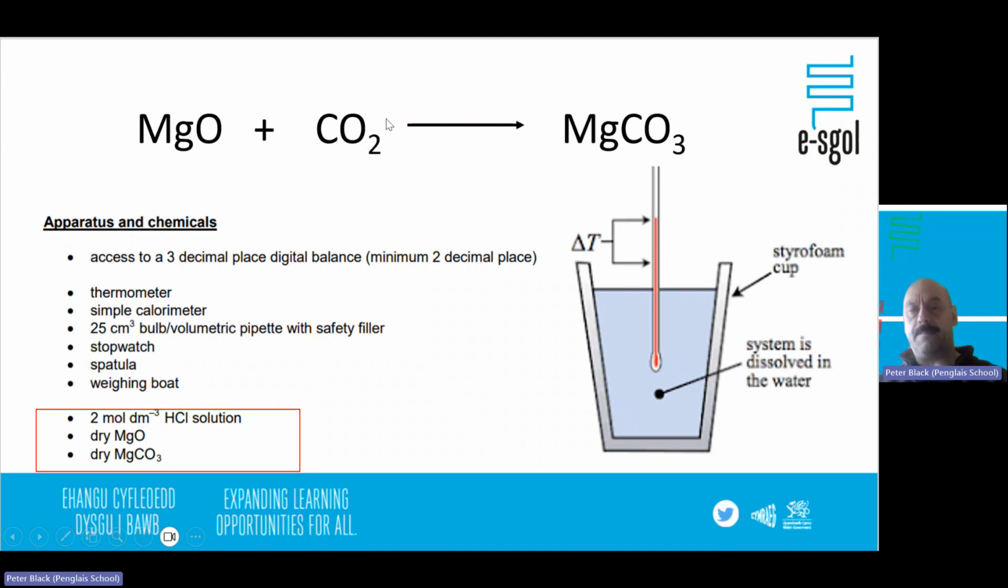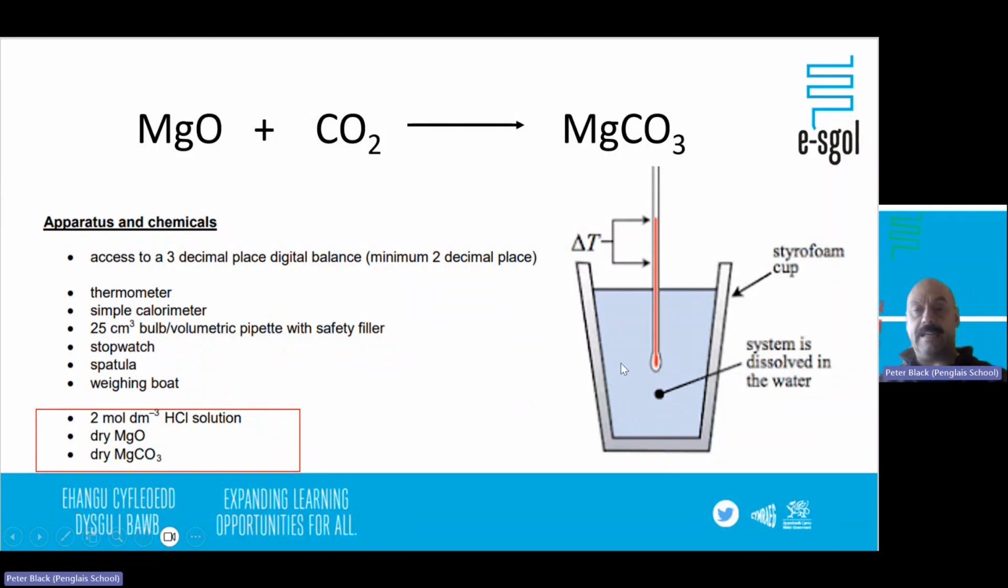Not the water that they're taking place in. So this is the kind of setup we'd use to measure an enthalpy change for an aqueous reaction, one that takes place in water.